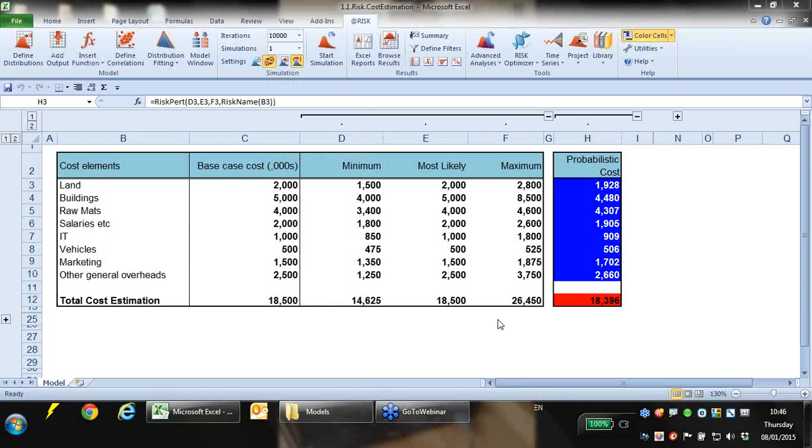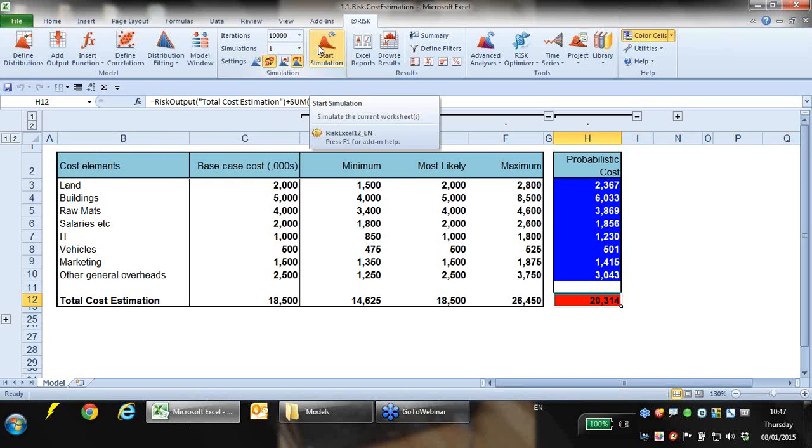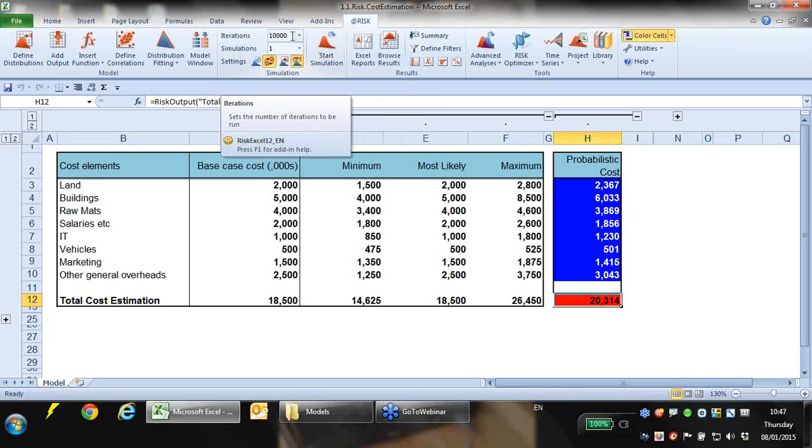Now, what other questions have we got? I've suddenly got a barrage of questions. Can you please explain the simulation and how to start the simulation? Okay, to start the simulation, all we do is select a cell to use as the output, which is what we do when we click on this add output function here, and then you select the number of iterations. Iterations are the number of samples. So when we've got 10,000 iterations, that's how many samples we're going to run. Then we just click the start simulation button, and the software starts.